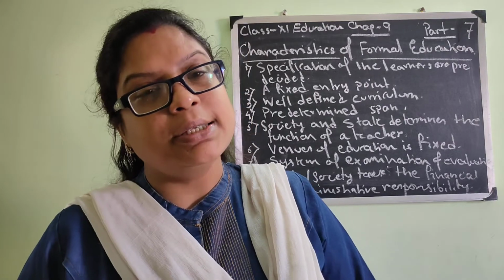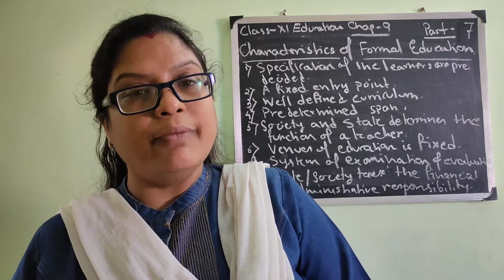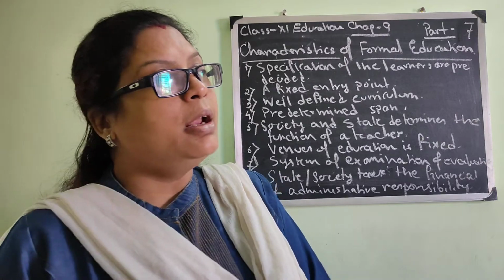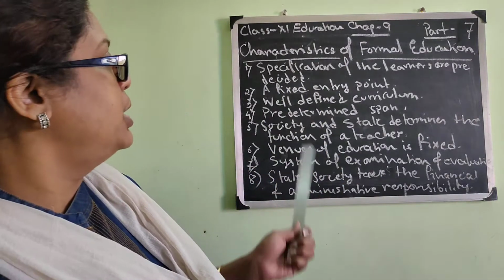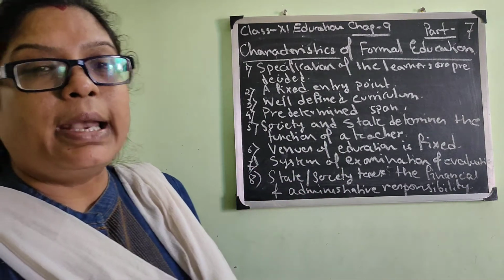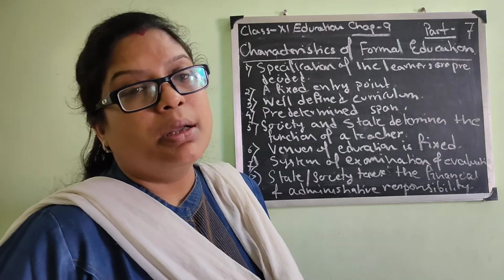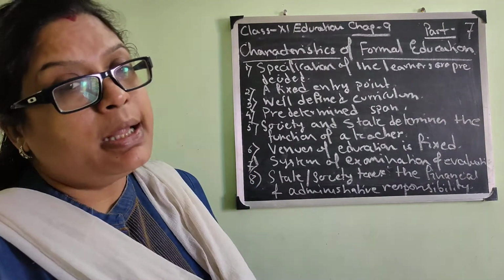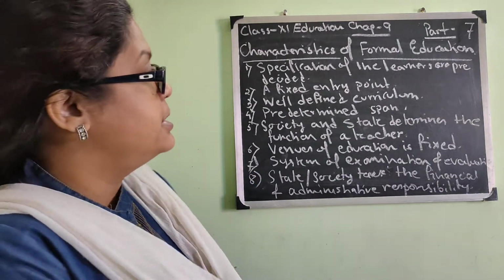Now, from this definition of J.P. Naik, what we have discussed in the last class, we can come to some characteristics of formal education. So let's start with the characteristics.